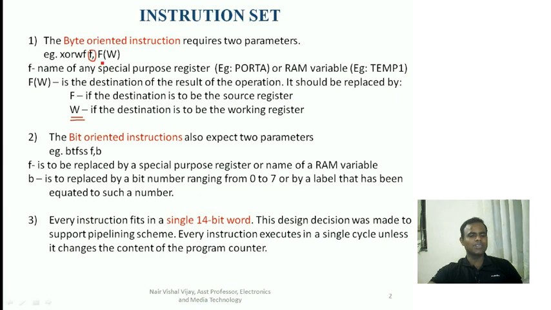In a bit-oriented instruction, as you can see now, it also expects two parameters, and the two parameters can be notified as f or b. Now f is to be replaced by any special purpose register as we saw initially, and b is actually a bit value, and it can range anywhere from 0 to 7. So if you want to access bit 7 in a port, you can write BTFSS, where f can be a port and b can be just a value 7. Now that is how you access a bit oriented instruction.